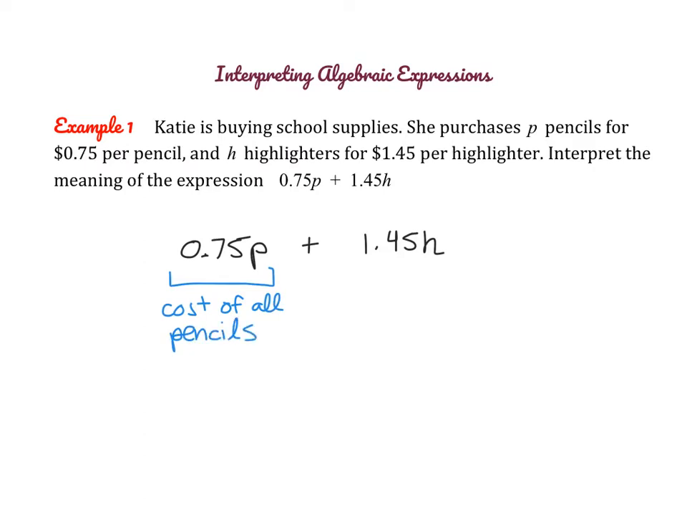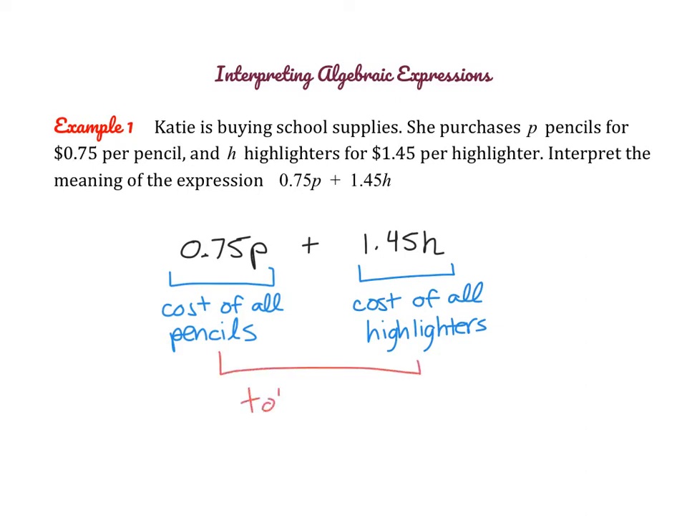You say, what is the cost per item and how many items did you buy? Now, over here, you see that we have $1.45 or 1.45, which is the price per highlighter, times H, which is the number of highlighters. So this term must represent the cost of all the highlighters. So if we're taking those two things and we're adding it together, then this expression as a whole must represent the total cost when Katie is buying school supplies.